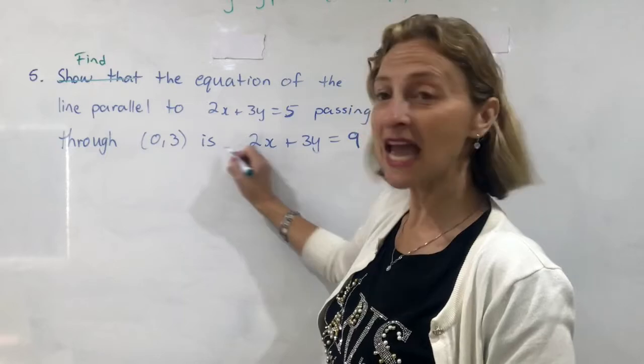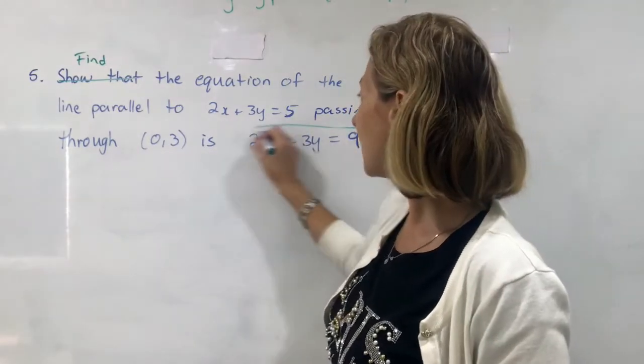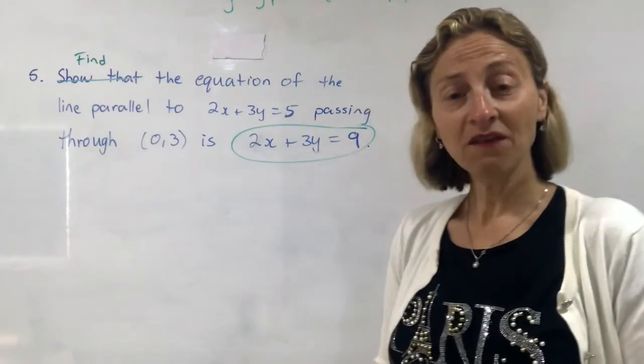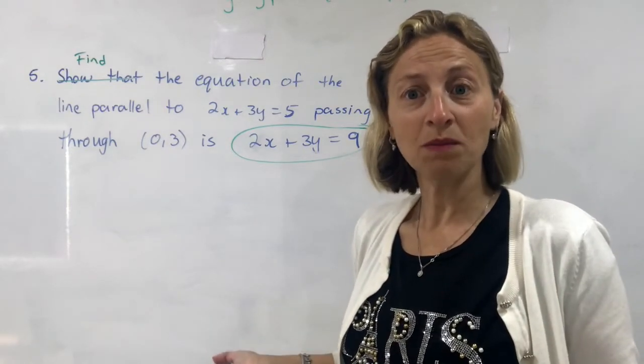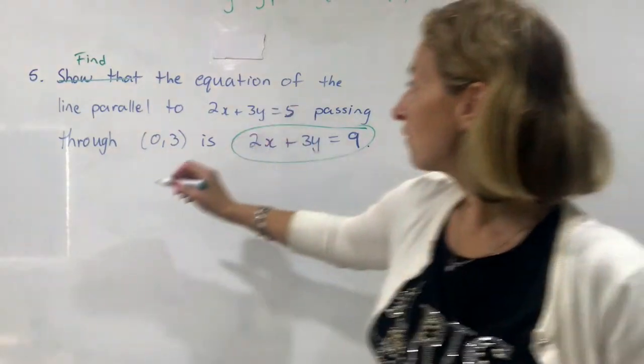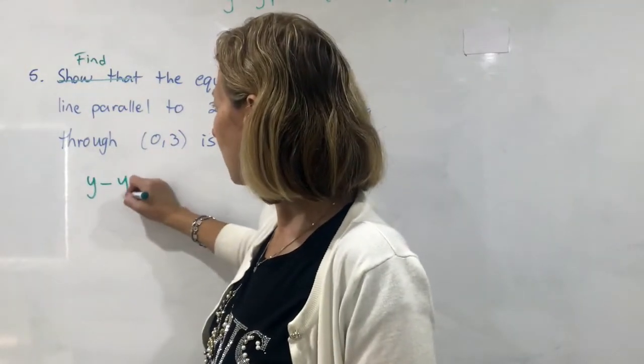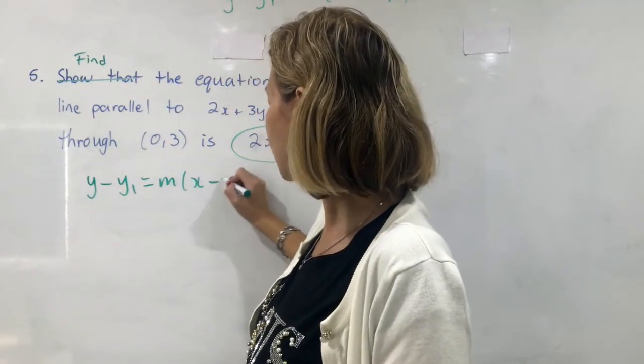And this is the answer. That's what I'm supposed to get as my answer. If I don't get that, then I've done something wrong. So let's do exactly what we've been doing before. Find the equation of the line. Okay, y minus y1 equals m(x minus x1).